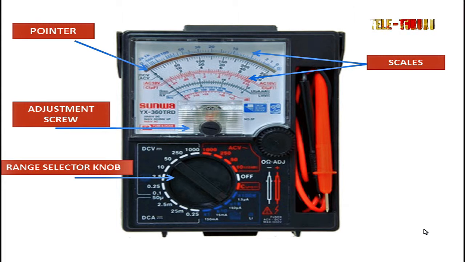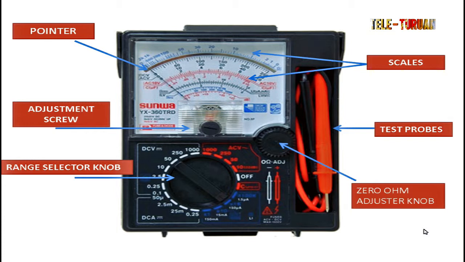Another is the test probe. Positive, which is the red color probe. Negative is the black one. This is used to connect the circuit to the electrical components being tested. And the 0 ohm adjusting knob is used to zero in the pointer before measuring resistance.